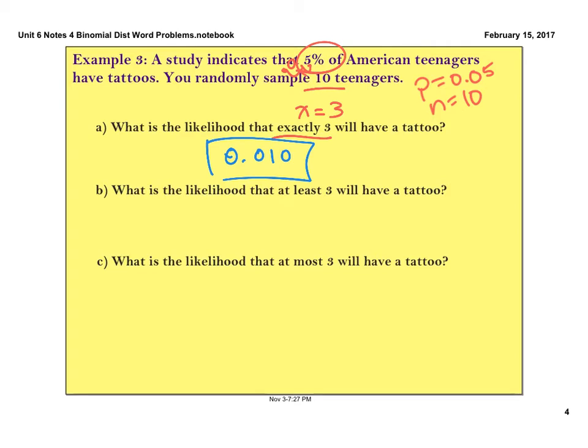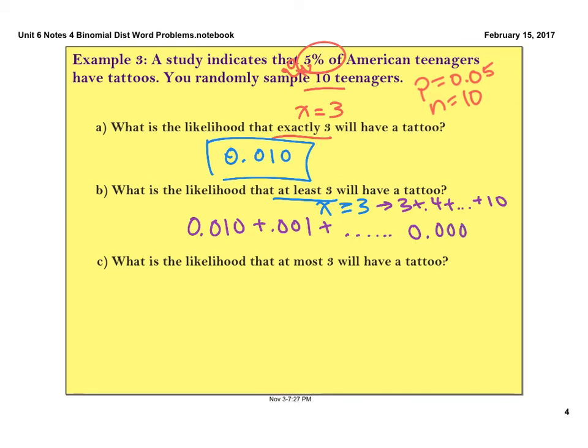What is the likelihood that at least 3 will have a tattoo? So now I want x is greater than or equal to 3. That means I'm looking at 3 all the way up to 10. 3 plus 4 plus all the way up to 10. So if I look at that column and I add all the way up there, now the fortunate thing is we've got a whole lot of zeros. So I'm going to add that 0.010 that I had up above, and then the next one down is 0.001, and then everything else is zeros. So it's not going to make a difference. I don't need to add the rest of those.